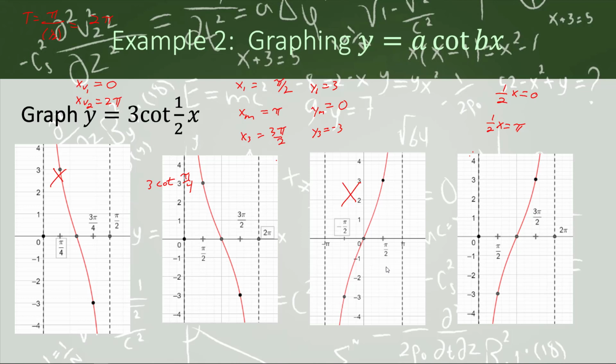And which graph are we talking about? Well, here at pi over 2, we have 3, which is what we're looking for. 0, negative 3. This is the graph. This is not the graph.